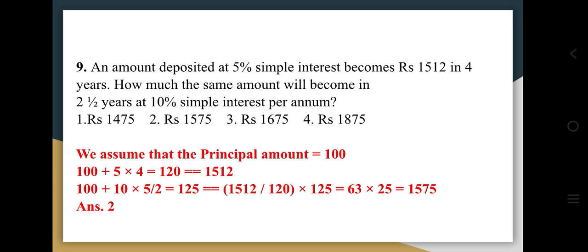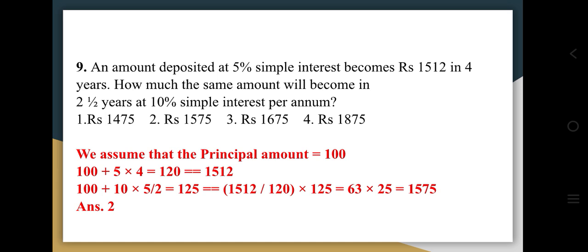An amount deposited at 5% simple interest becomes 1512 in 4 years. How much will the same amount become in 2.5 years at 10% simple interest per annum? So an amount is deposited at 5% rate of interest. It becomes 1512 in 4 years. We have to find out how much the same amount will become in 2.5 years at 10% simple interest per annum. So for this, we assume that the principal amount is 100.